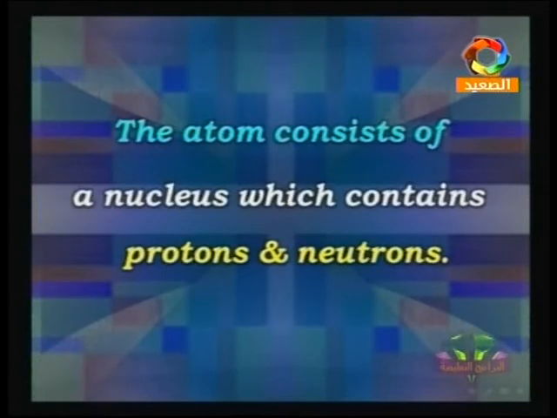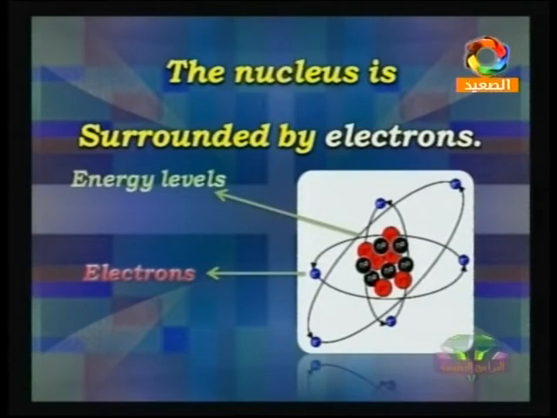So here we have the atom, which consists of a nucleus that contains the protons and the neutrons. And after that, we have the electrons, and we have energy levels that contain the electrons that orbit the nucleus. We have positive protons in red color and the neutral neutrons in black color. And we have the blue electrons that move in the energy levels. So the nucleus is surrounded by electrons that orbit the nucleus in energy levels.